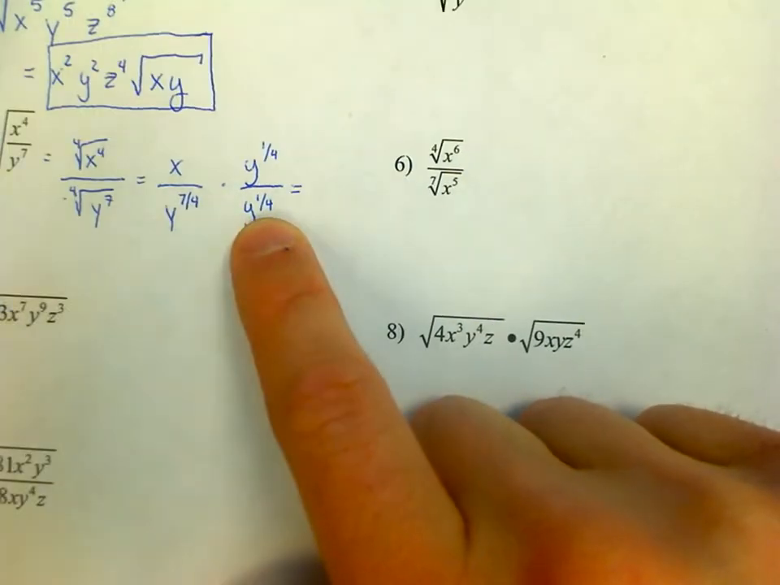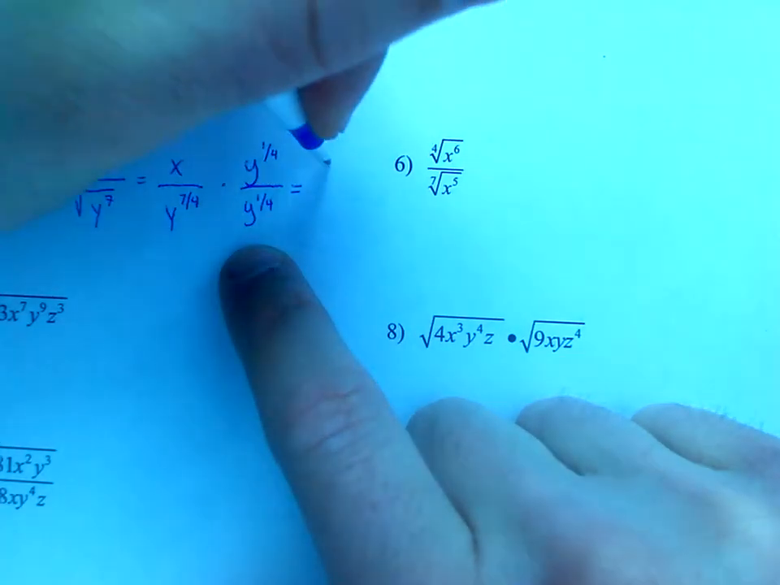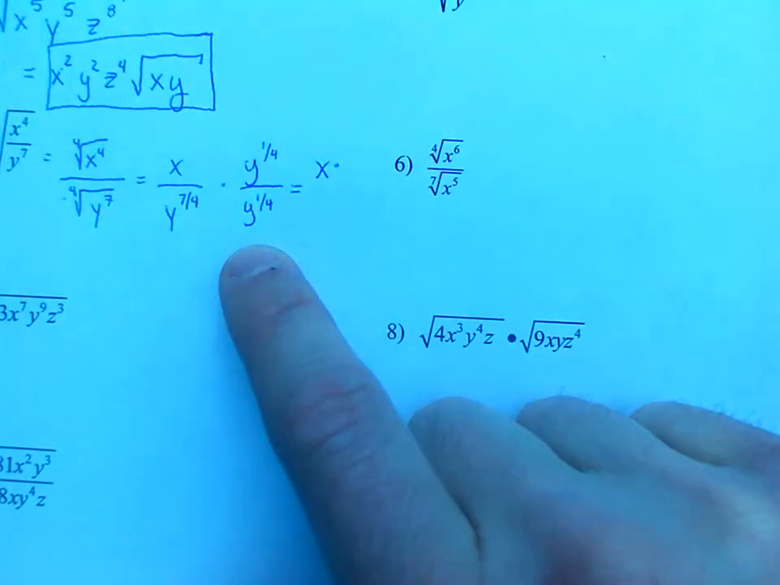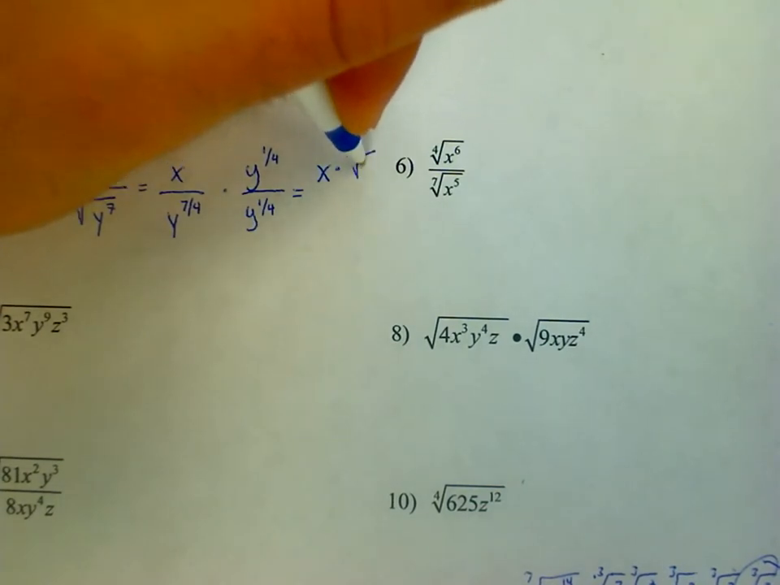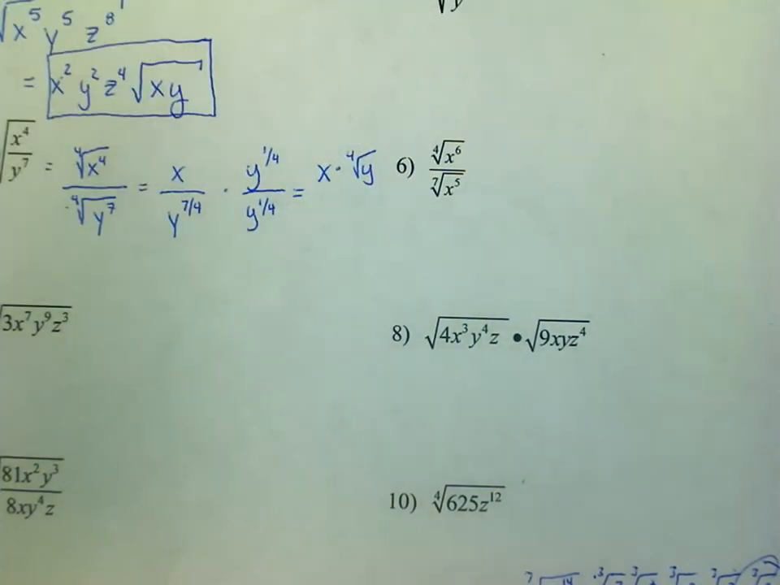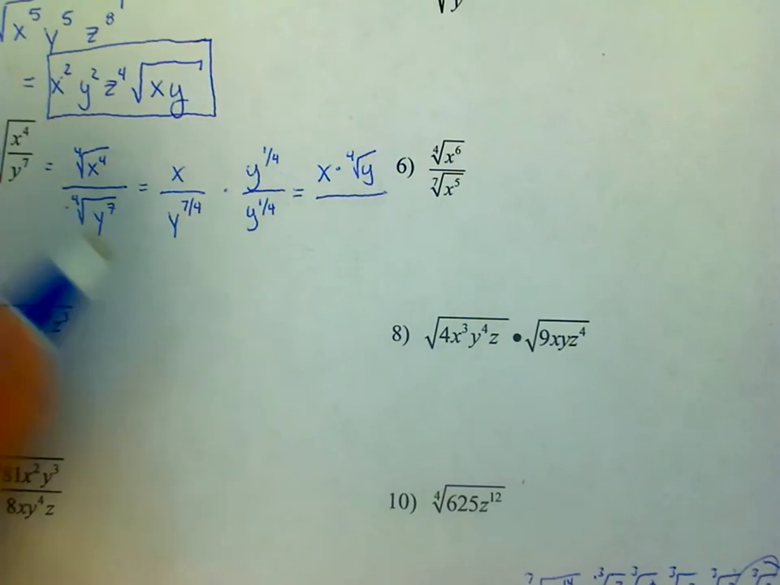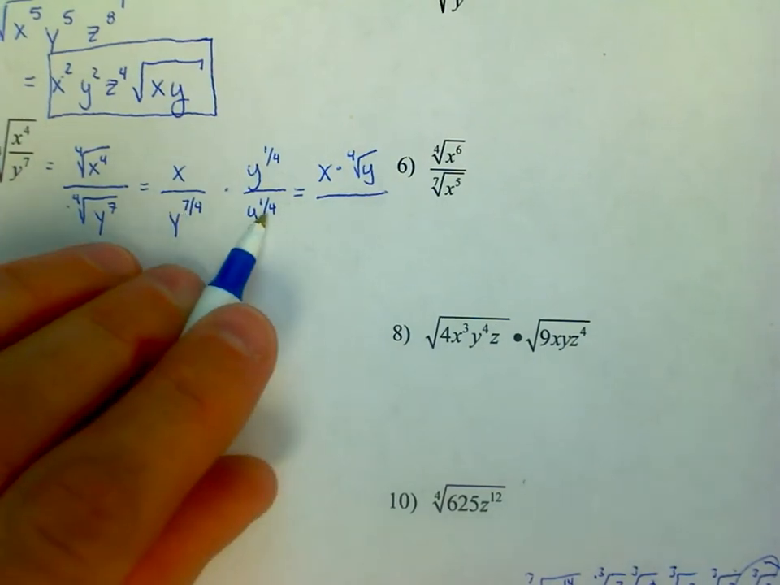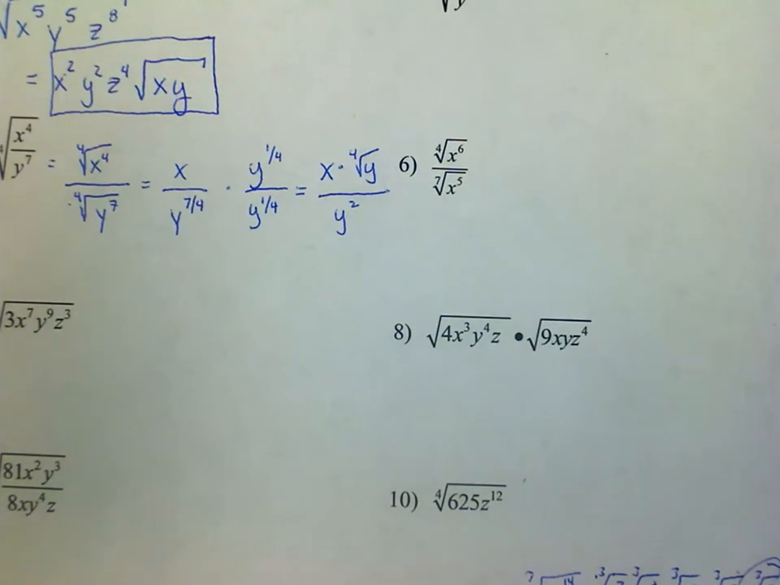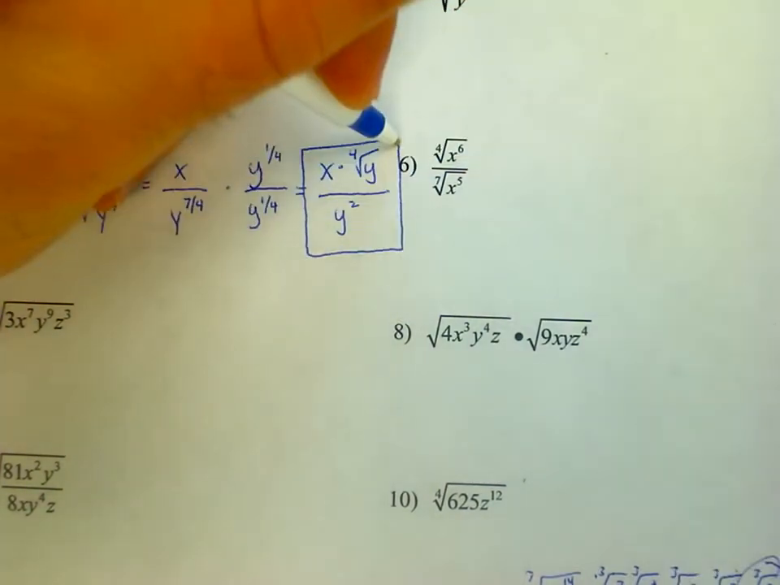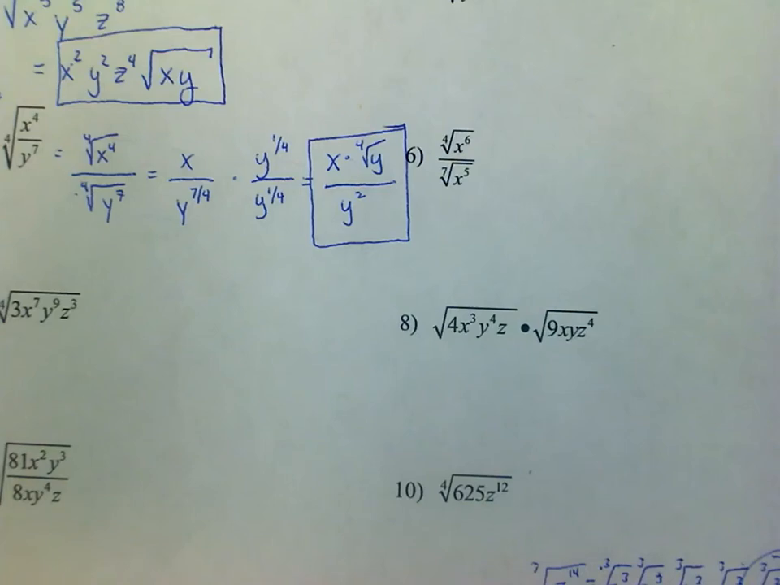So in other words, when you multiply like this, I get x times y to the 1/4. I'm going to rewrite it real quick. Instead of y to the 1/4, I'm going to write it as the fourth root of y. That's y to the 1/4. And on the bottom, I have 7/4 plus 1/4 is 8/4, and that's y squared. And you just rationalized the denominator in a quick and easy method.